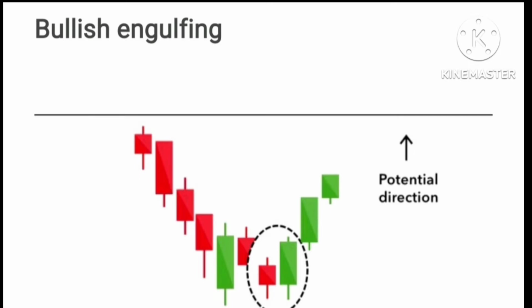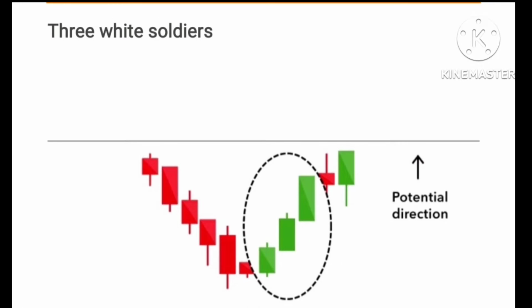We'll move to the next pattern, which is the three white soldiers pattern. I don't know how many guys know about this pattern, but it's also a pattern used by a lot of traders. You can use it on the daily time frame, and in intraday also. The three white soldiers pattern occurs over 3 days. You can see the three candles, it is the daily time frame. It consists of consecutive long green candles with small wicks.